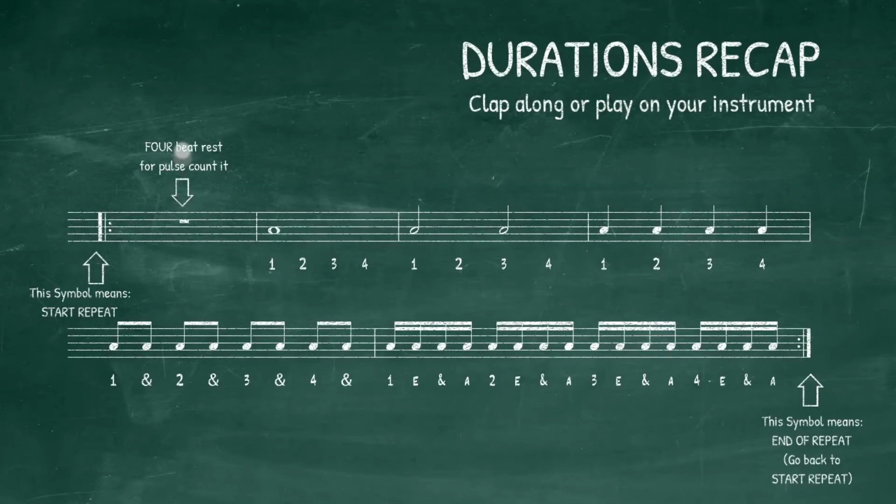1, 2, 3, 4. 1, 2, 3, 4. 1 and 2 and 3 and 4 and 1 and a 2 and a 3 and a 4 and a 1. Clapping this time. 1, 2, 3, 4. 1 and 2 and 3 and 4 and 1 and a 2 and a 3 and a 4 and a 1. Clap or instruments. 1, 2, 3, 4. 1 and 2 and 3 and 4 and 1 and a 2 and a 3 and a 4 and a.